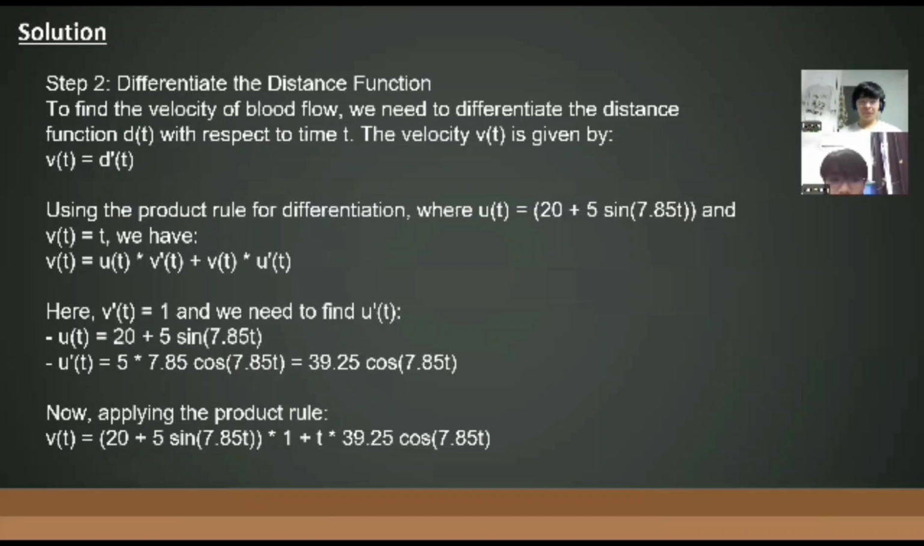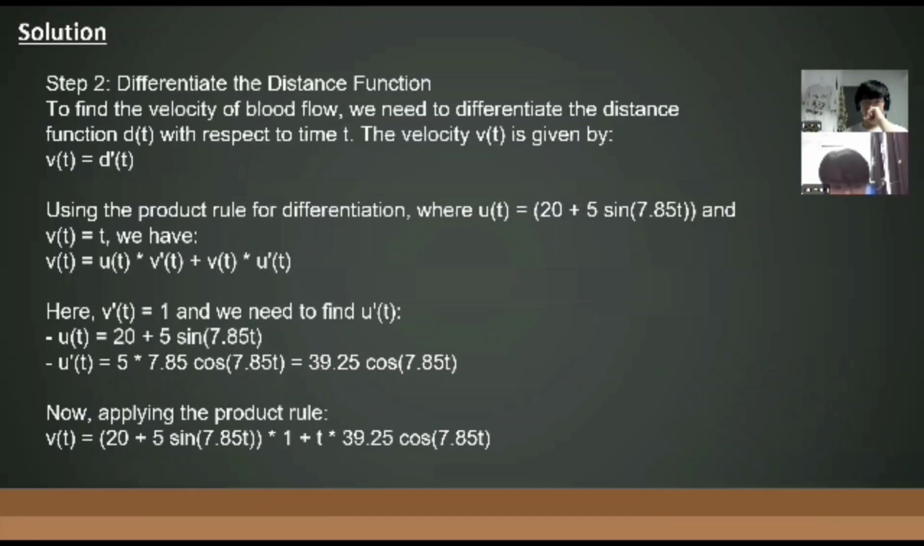Using the product rule for differentiation, where u(t) = 20 + 5 sin(7.85t) and v(t) = t, we have d'(t) = u(t) v'(t) + v(t) u'(t). Here, v'(t) = 1, and we need to find u'(t).